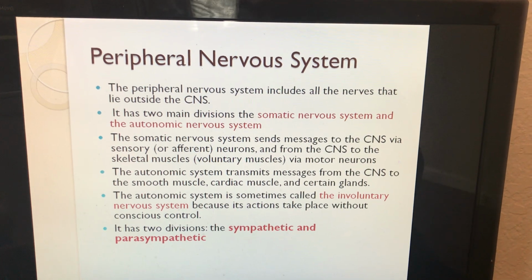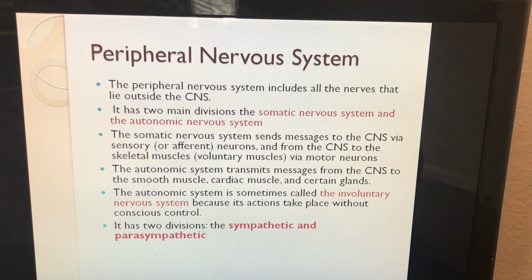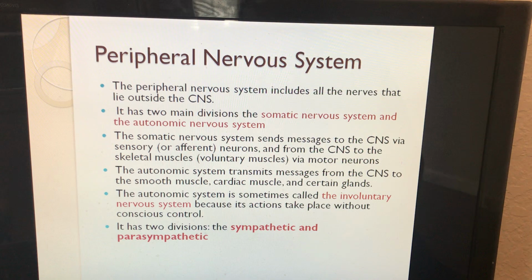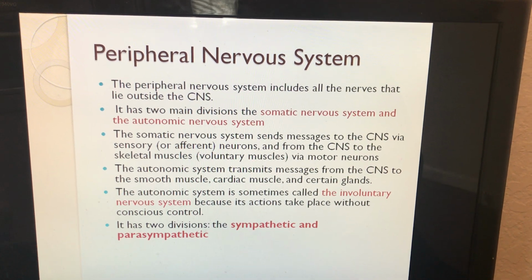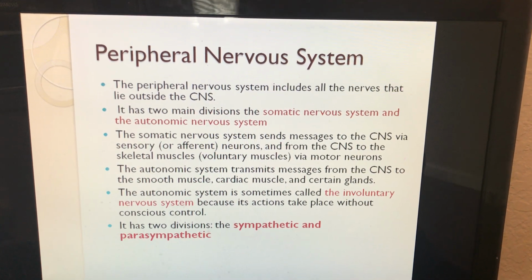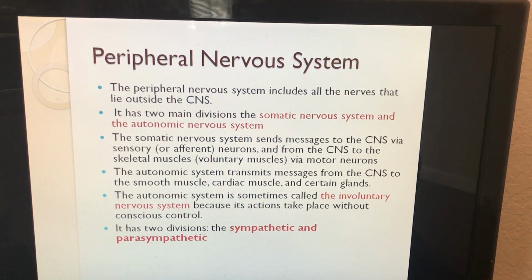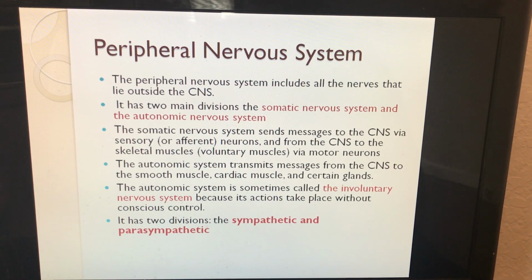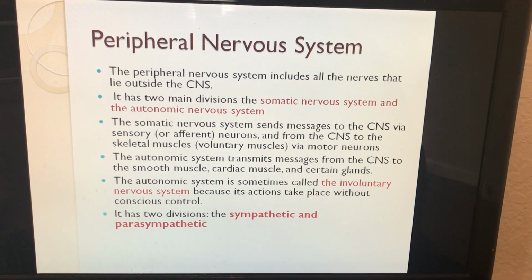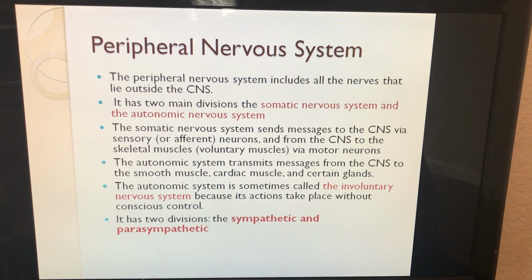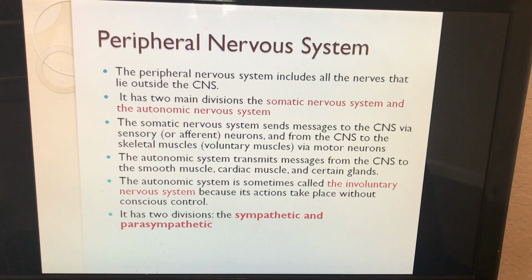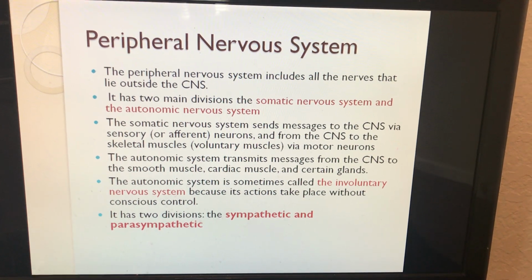The autonomic system transmits messages from the CNS to the smooth muscle, cardiac muscle, and certain glands. The autonomic system is sometimes called the involuntary nervous system because its actions take place without conscious control. And within the autonomic system, it has two divisions, which are the sympathetic and parasympathetic.